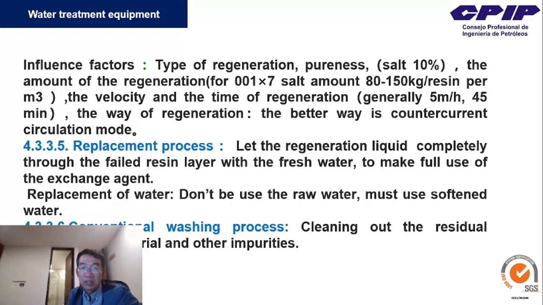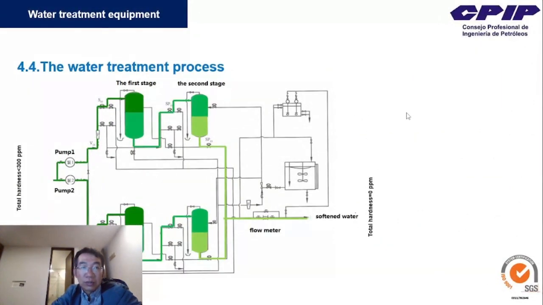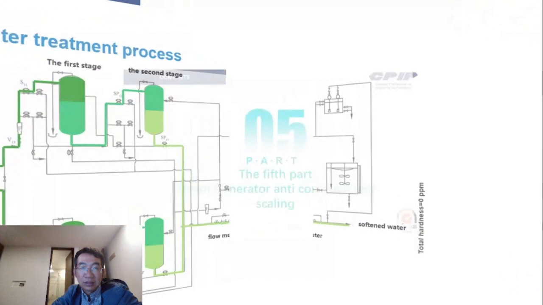Replacement of water: don't use the raw water, must use softened water. Conventional washing process: clean out the residual regeneration material and other impurities. The 4.4 is the water treatment process. The picture is this process.